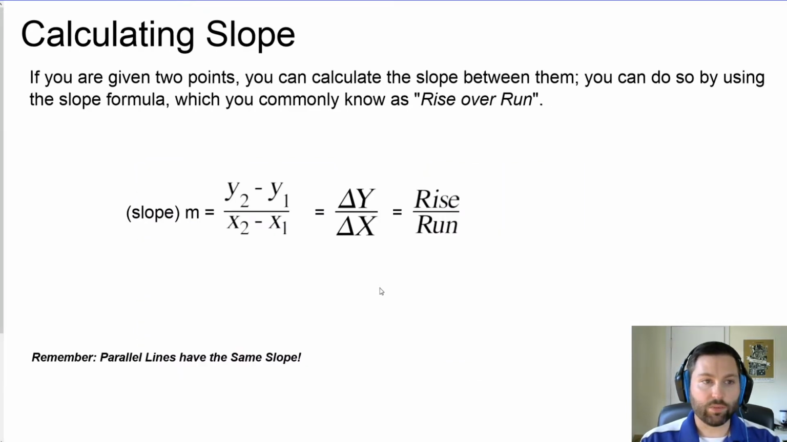So if you want to calculate slope, and you're given 2 points, you can calculate the slope between them. You do so using the slope formula, which you commonly know as rise over run. Rise over run, as a mathematical formula, is the equivalent of saying the change in y over the change in x. You would calculate the change in y by subtracting the two y coordinates, and then subtract the two x coordinates, and divide those amounts. If you get a fraction, you want to reduce the fraction. Otherwise, do not turn it into a decimal. Fractions are what you should use for your slope-intercept form equations.